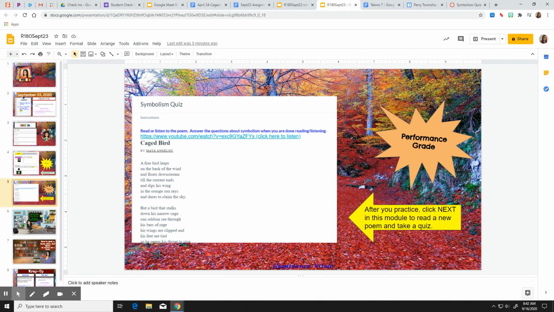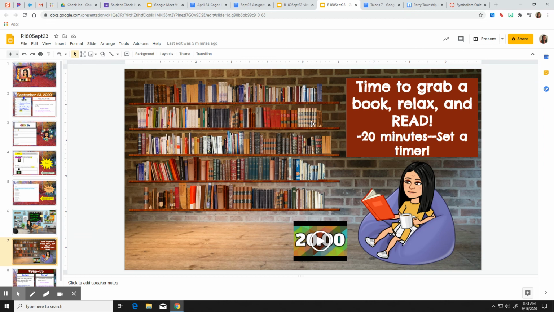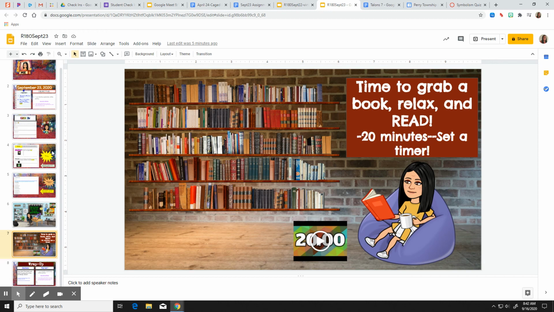And then, as always, on a Wednesday, everybody should be getting on your software and completing that segment for 20 minutes, working on it, and then reading for 20 minutes. So make sure you have your book. Make sure you're getting online and reading. Make sure you are filling out that reading log for points, okay? And then you are done for the day.